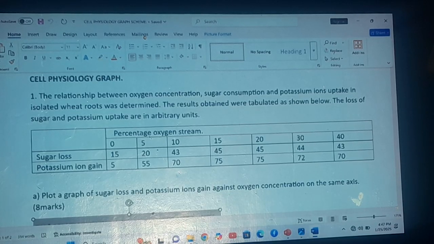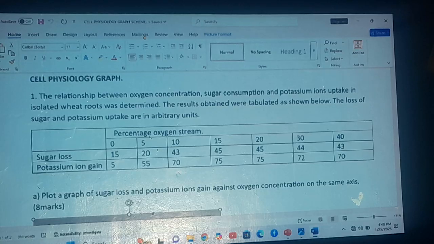When oxygen was 0, sugar loss was 15 and potassium ion gain was 5. As we increased the oxygen, sugar loss also increased to 20. As we continued increasing, it increased to 45 at 15 percent oxygen. But as we continued increasing, the sugar loss started to decrease. The potassium uptake increased up to a certain point where it started to decrease. You can see by 15, it had increased to 275. When the sugar loss started to decrease, the potassium ion gain also decreased.